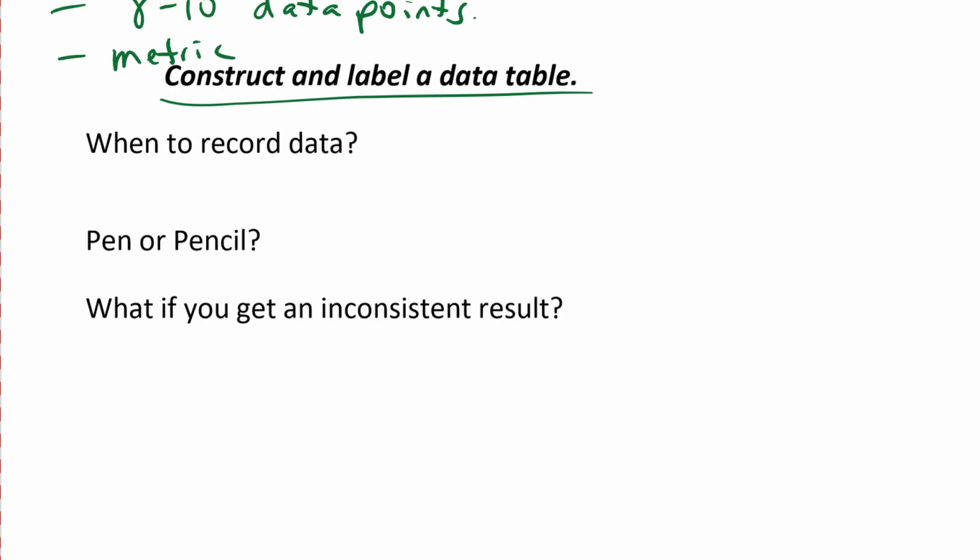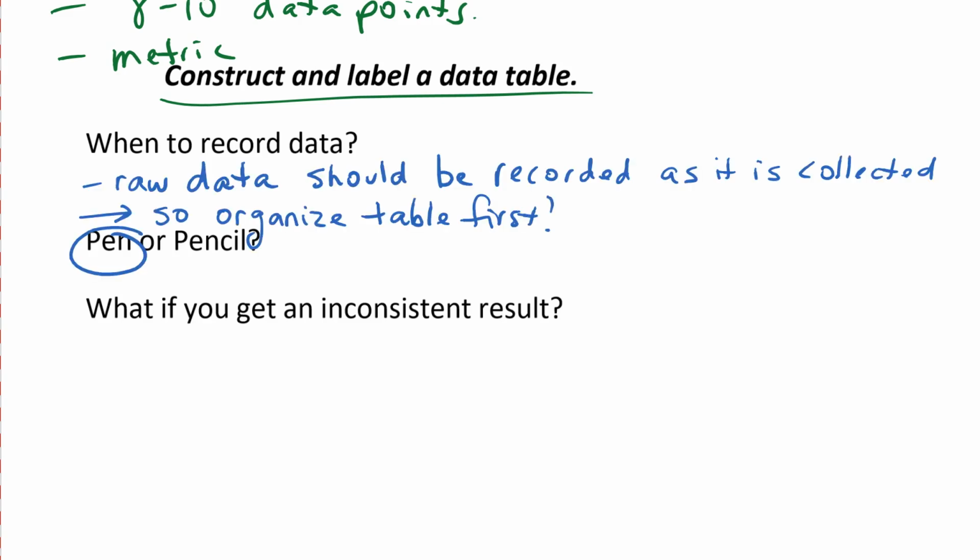First thing is when to record your data. Raw data should be recorded as it is collected. So right away is the answer. So I would recommend you organize your data table first. So use a ruler, draw out a nice table, get it all ready. Use pen, not pencil. So what happens if you get a bad number? And I may have mentioned this in class.